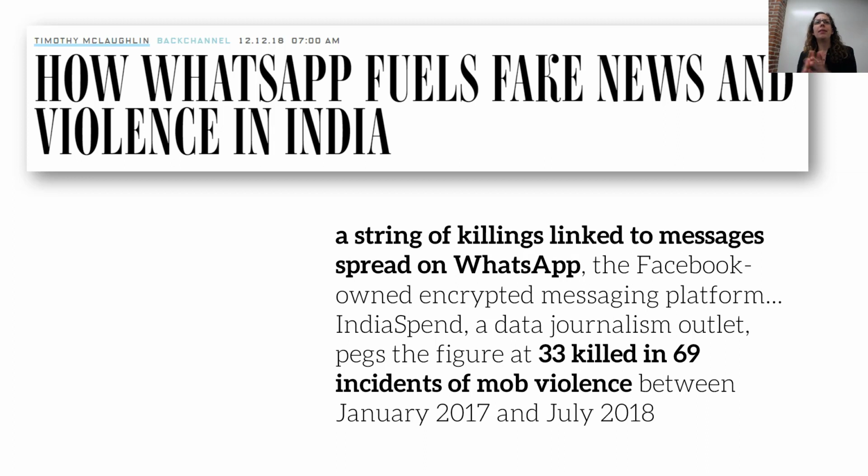And it's obviously terrible for the person who was murdered and their loved ones, but also, you know, the murderers end up in jail. Many of them were acting on totally false information. It's been really destructive.